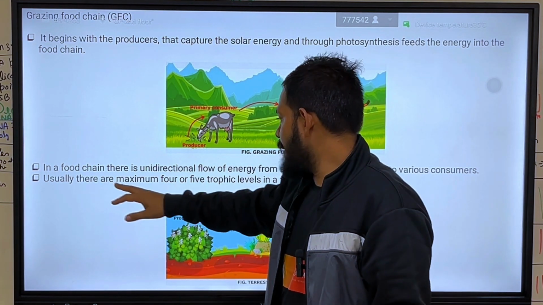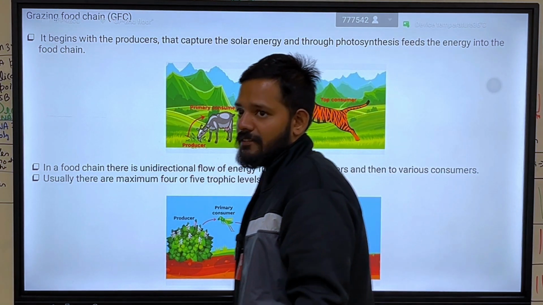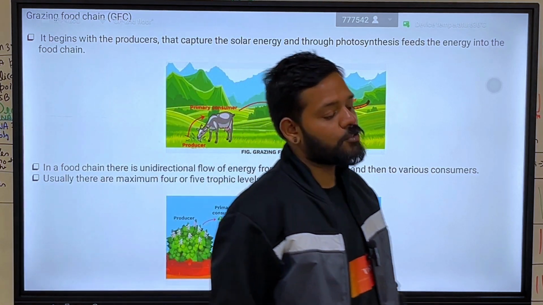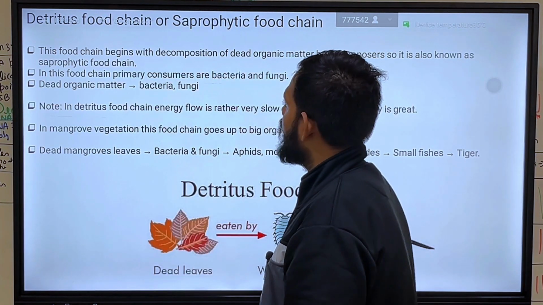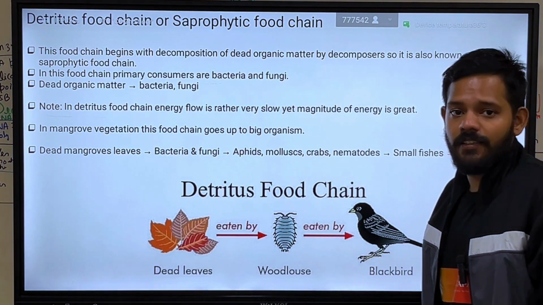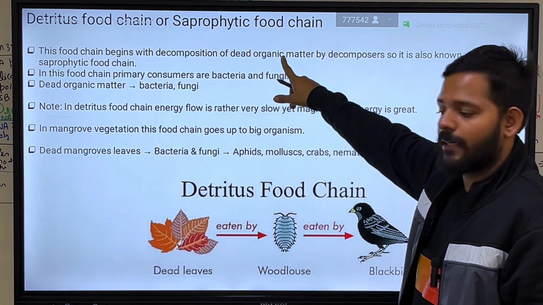Usually there are a maximum of 4 to 5 trophic levels in a food chain. If it is more than 5, it can be 6, it can be 7, then that food chain is unstable. That food chain is nearly going to be shut down. So next is the detritus food chain, or we can call it the saprophytic food chain. This food chain begins with the decomposition of dead organic matter.